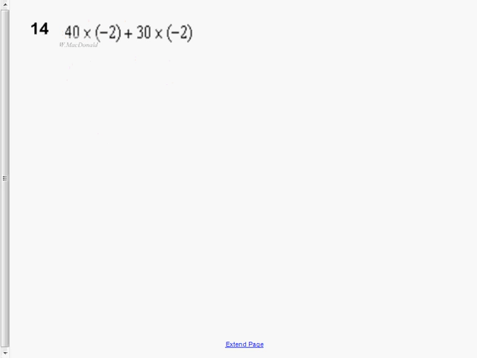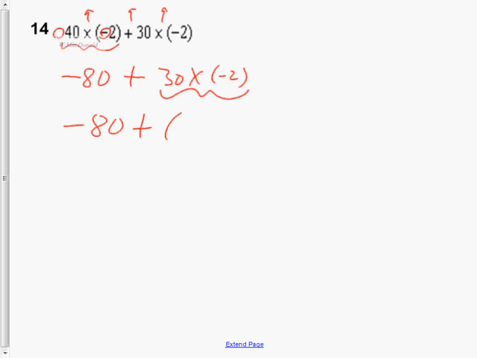Question 14. I have three operations. I have multiplication, I have addition, and I have multiplication. I'll do my multiplication first. 40 times 2 is 80. Because I'm multiplying, the opposite signs will leave a negative product. I now have two operations left. The product of 30 and negative 2 is negative 60. Notice how I separate it with brackets. And then finally, the sum of 80 negatives and 60 negatives is 140 negatives.